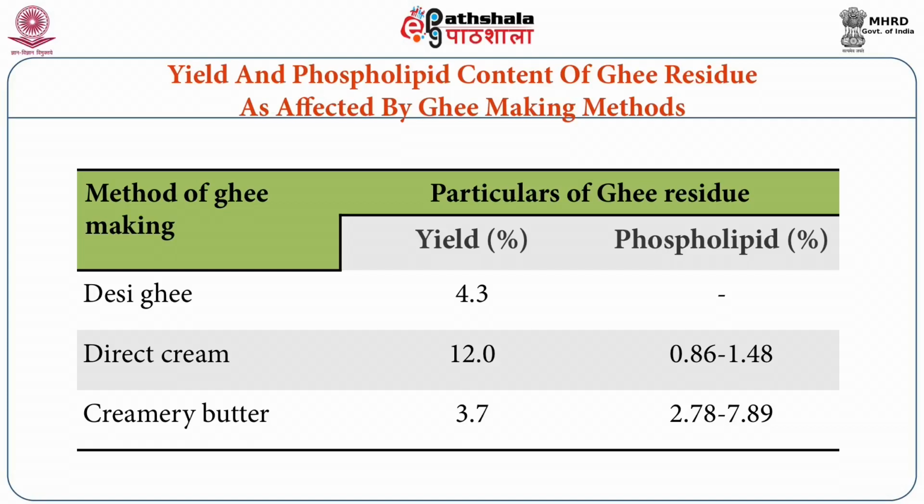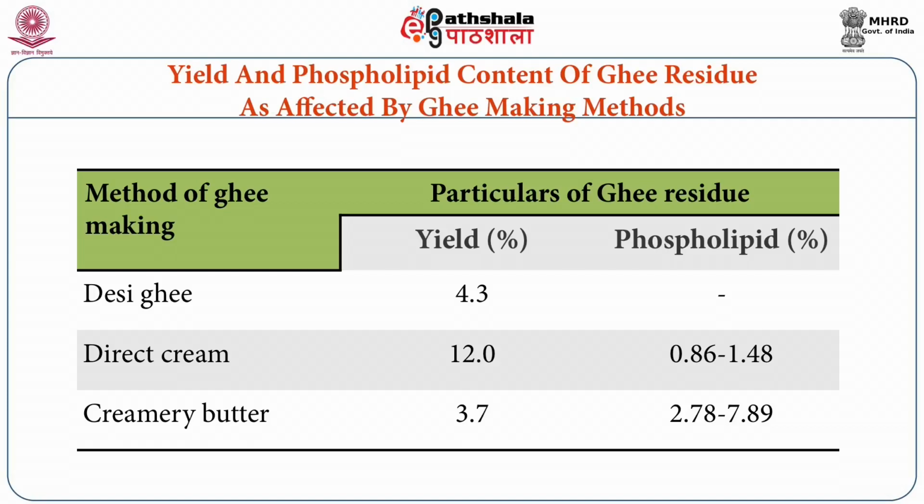For creamery butter, we know we take around white butter with 80 to 82% fat. The yield is 3.7. Whereas in desi ghee, since the moisture content is more in such ghee, the yield is higher, that is 4.3%. The next category we are going to discuss for ghee is the phospholipid content. Phospholipids are natural substances present in the milk fat, particularly in the milk fat globule membrane, which can exert some antioxidant effect.